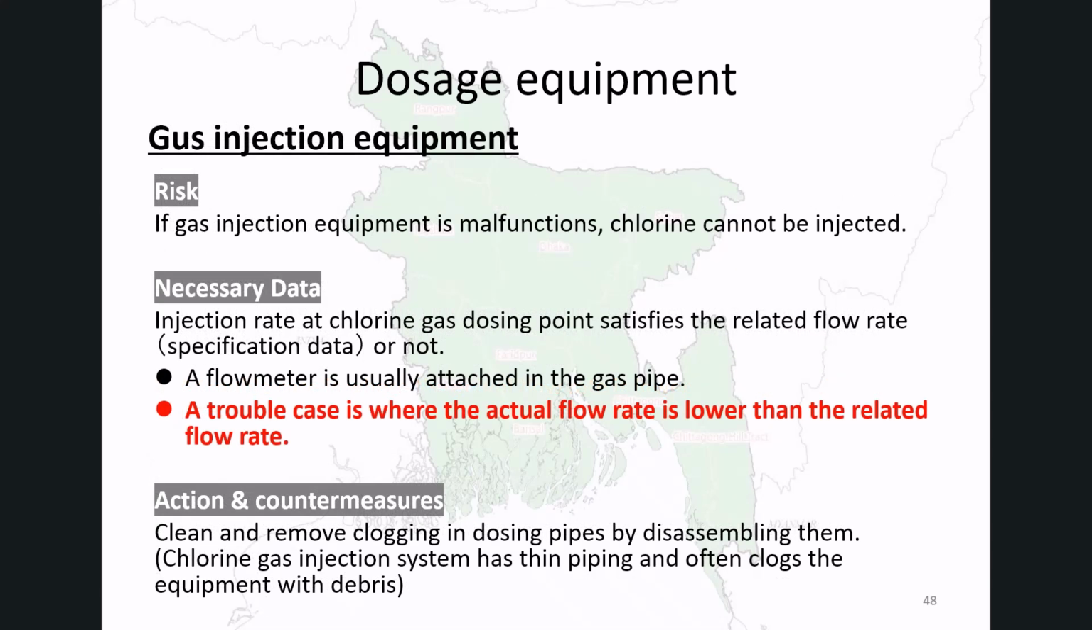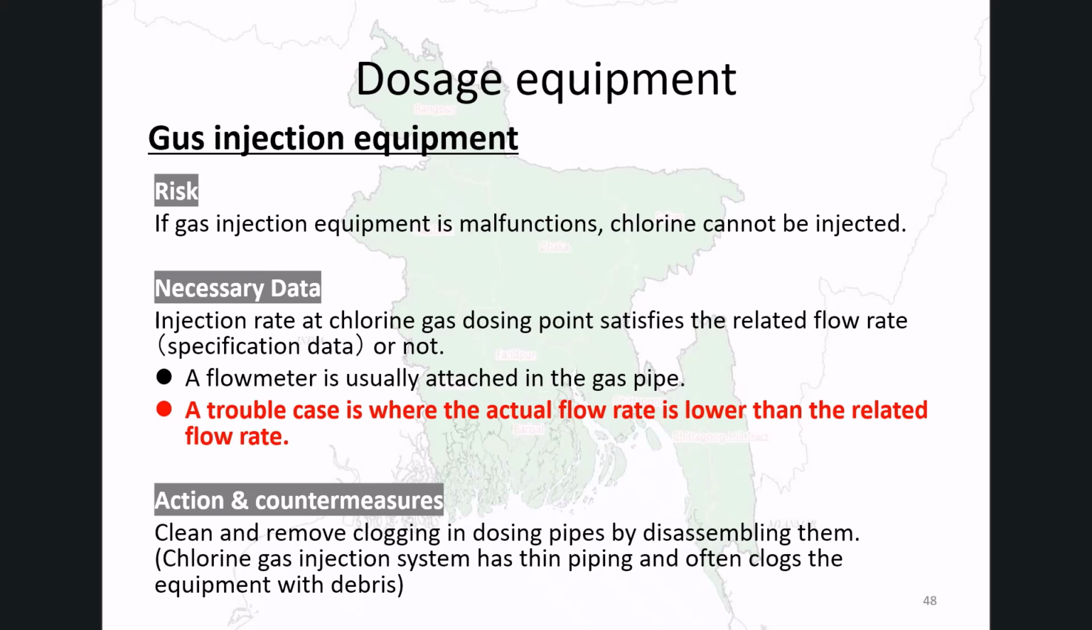Since gas chlorination requires a much more complicated system than liquid and powder forms, we introduce the gas chlorination part. For gas chlorine systems, similar confirmation is required. If the gas injection equipment malfunctions, chlorine cannot be injected into the water. Necessary data for the diagnosis is the injection rate at the chlorine gas dosing point. It must be checked against the specified value.